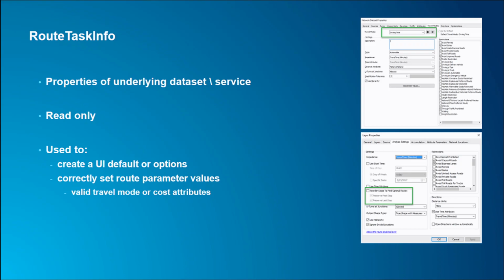So what it allows you to do is to correctly set the route parameter values. So you could get back your travel modes that exist in the network data set, or the valid cost attributes of the network data set. And it allows you to present those to the user so you know they're valid for this particular network.